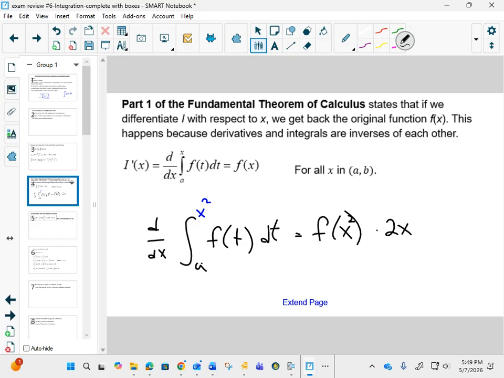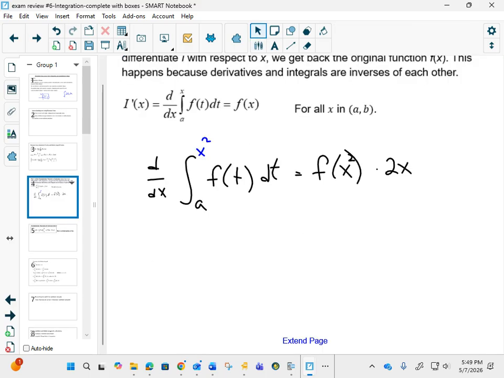Why don't they write it as f of x times dx over dy or something, or like x dash? What was the original question? Why don't they write it as d over dx of the integral equals f of x times x dash? Like if I make this a function like this, you mean?